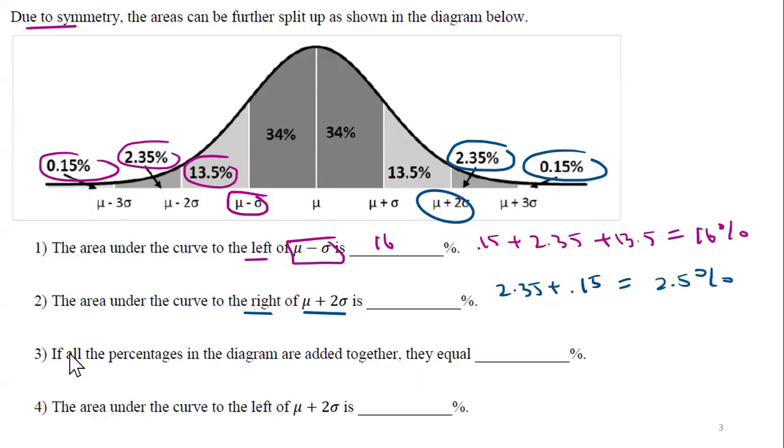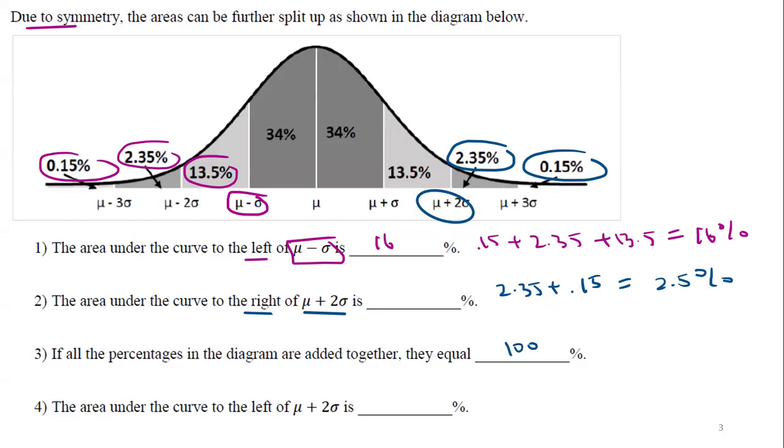Now let's go to the next question. If all the percentages in the diagram are added together, they equal, which most of you got, 100%. So if you add up all the percentages here, they would add up to 100%.